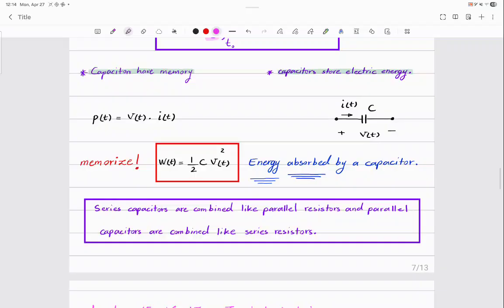Again, don't forget this guy. The energy of the capacitor, you said it, 1/2 CV squared. And remember that when you are combining capacitors, they behave exactly the opposite of resistors. So if they are in series, you use the parallel formula of resistors. And if they are in parallel, you just add them.